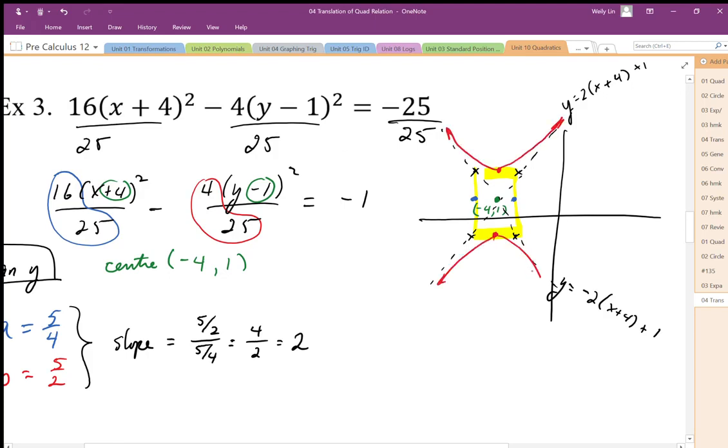So there it is. My vertices are going to be at the center point here, negative 4, 1, plus my b value in this case. So it's going to be negative 4, and 1 plus b, which is 2.5, so I'm going to get 3.5. And this coordinate is going to be negative 4, and 1 minus 2.5, I get negative 1.5. So those are the locations of the vertices.